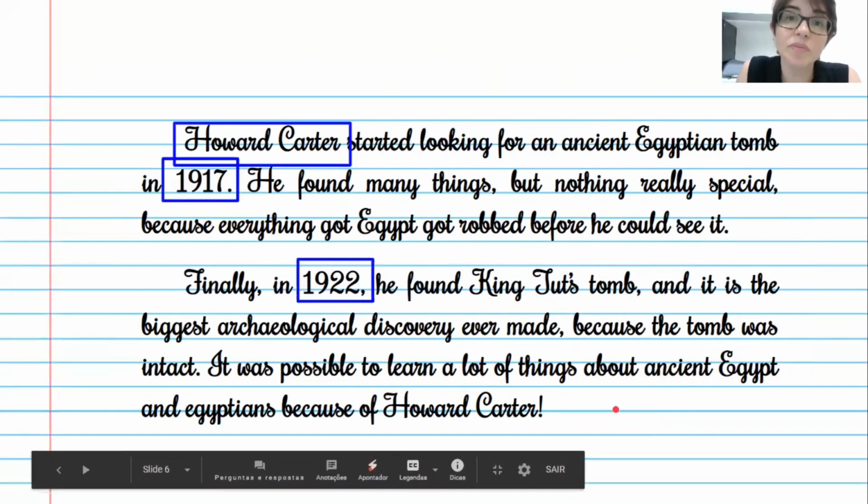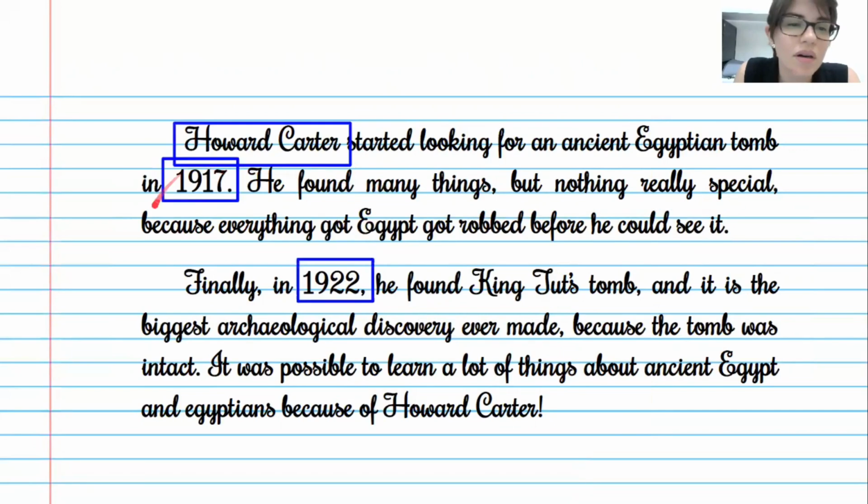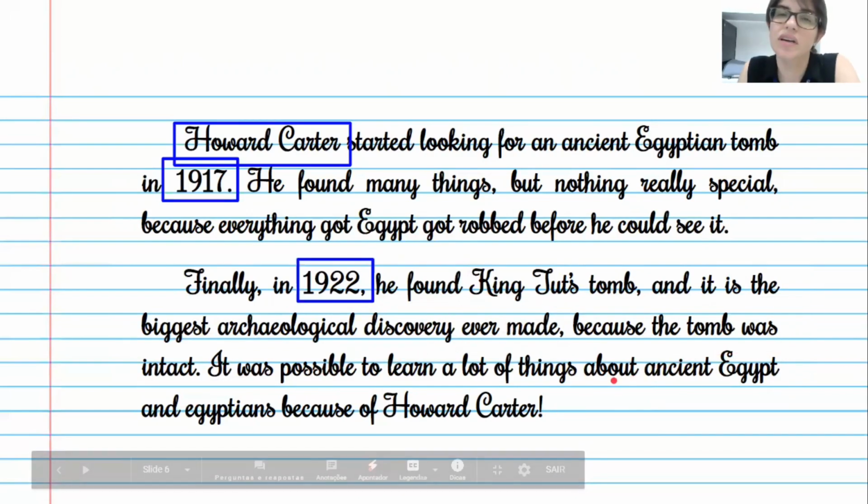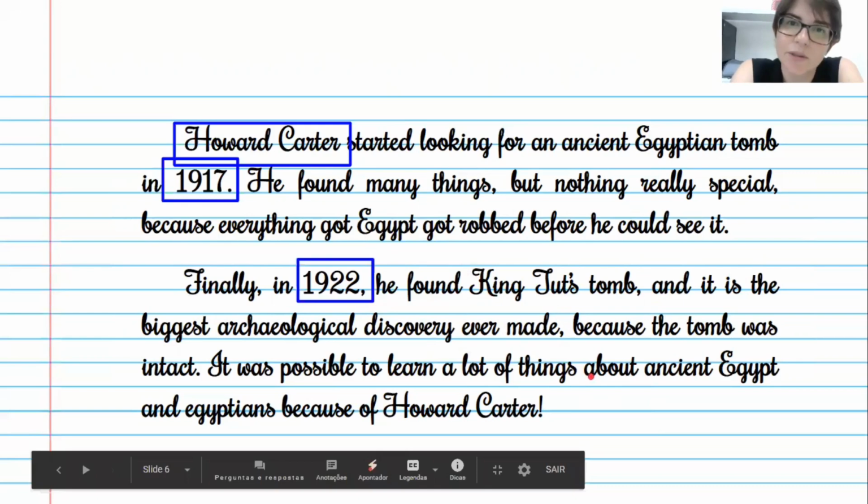You have lots of verbs in the past. Can you see some? Started, found, robbed, got, found again, was. So you have plenty of verbs in the past.